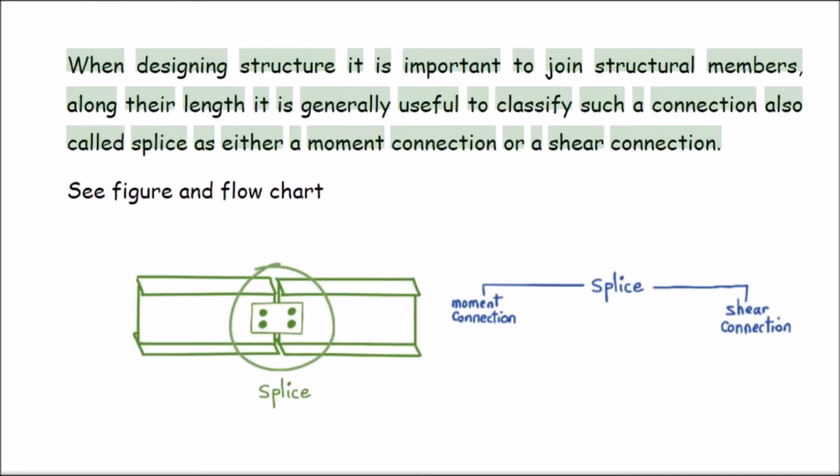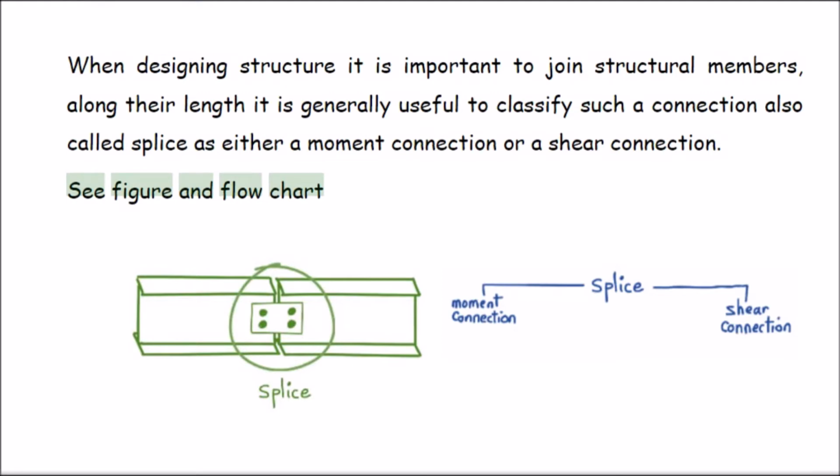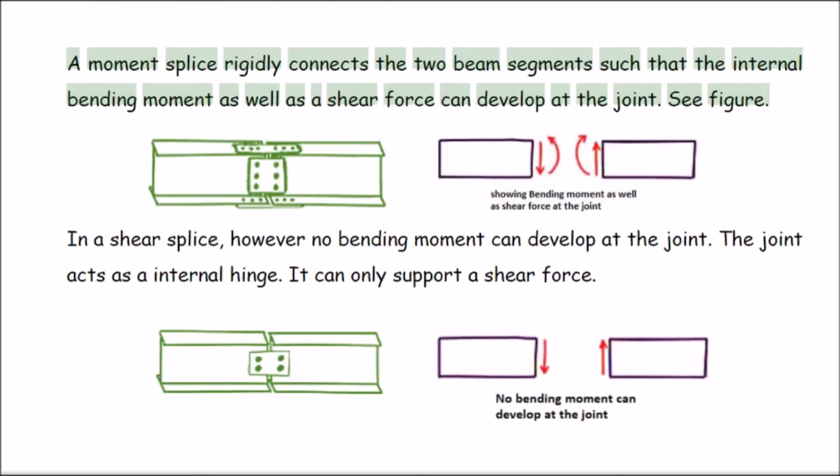When designing a structure, it is important to join structural members along their length. It is generally useful to classify such a connection, also called a splice, as either a moment connection or a shear connection. See figure and flow chart. A moment splice rigidly connects the two beam segments such that the internal bending moment as well as a shear force can develop at the joint.